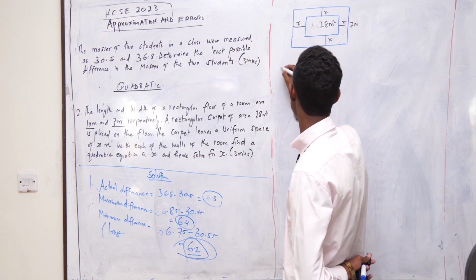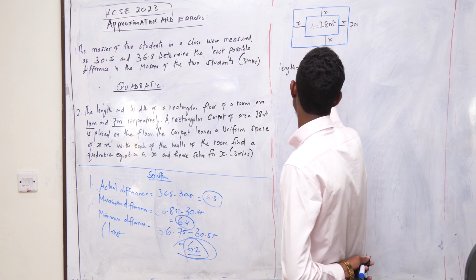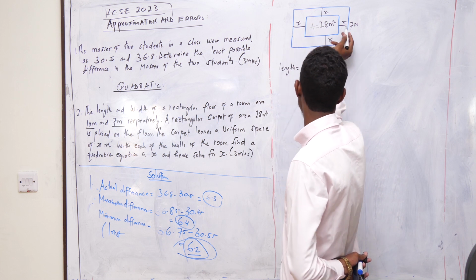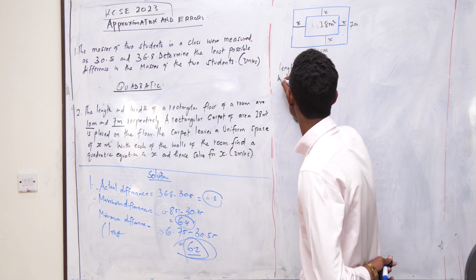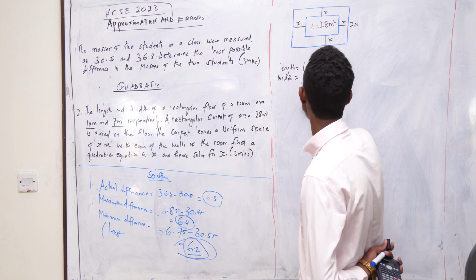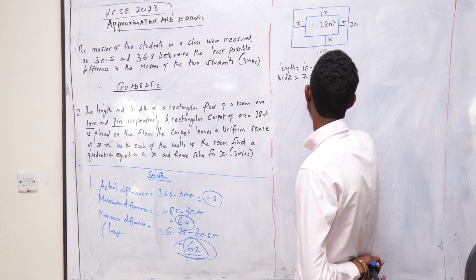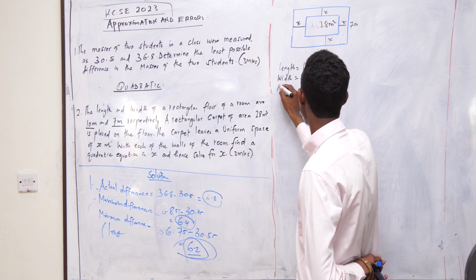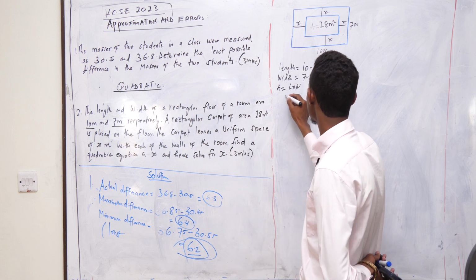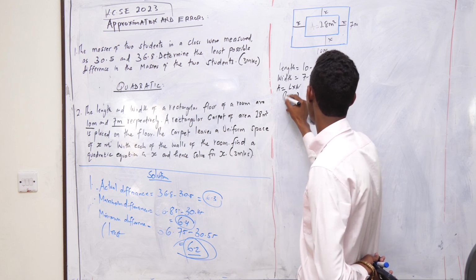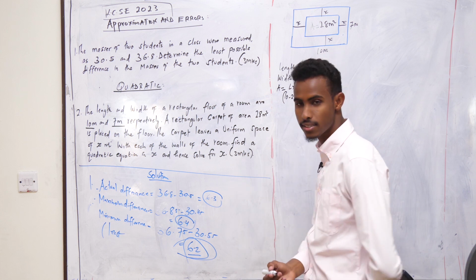Now the length will be equal to 10 minus 2x. Very good, right? Now let's get the width. The width will be 7 minus 2x. Now when we multiply, area is equal to length times width. Our length is 10 minus 2x multiplied by 7 minus 2x.